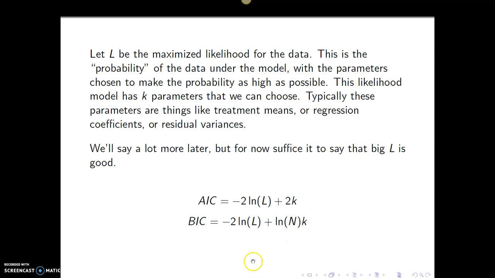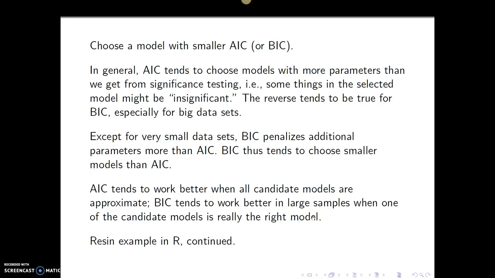Then there's these penalties applied. So K is the number of parameters. So notice we get penalized for having too many parameters, okay? And then we don't get the lowest possible AIC. And here also penalized for K being too big. So again, small is good for AIC, BIC because we want L as big as possible. So choose the model with the smaller AIC or BIC.